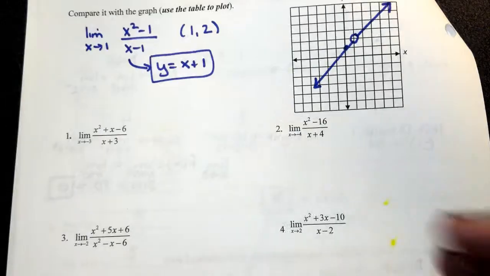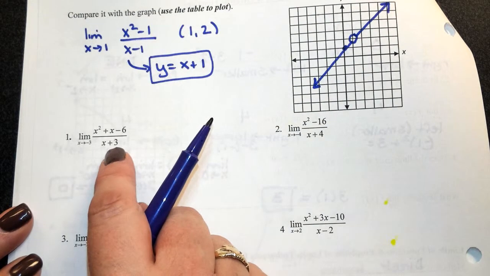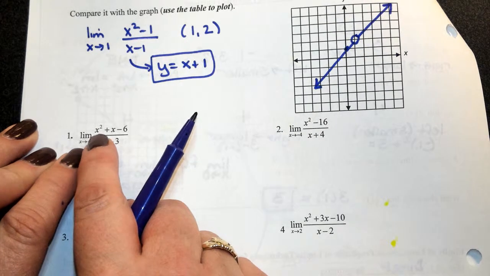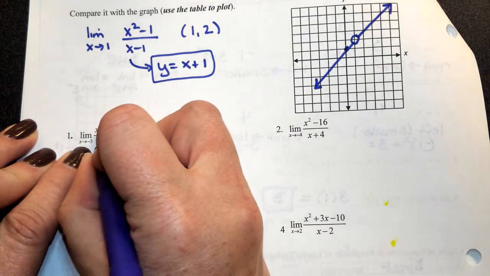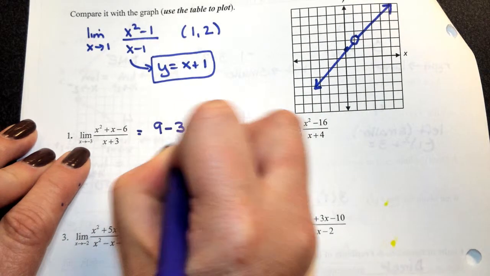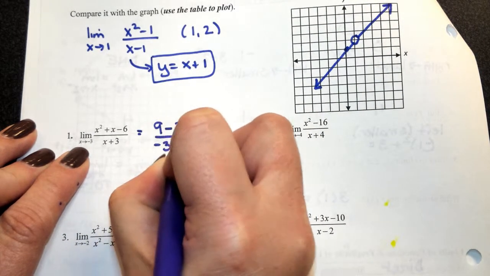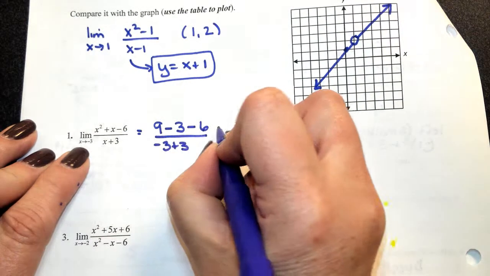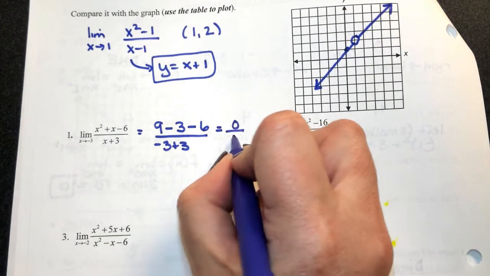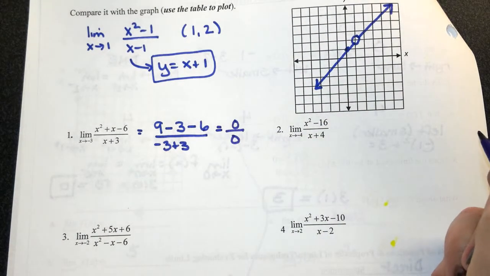So now let's take a look at number 1. Like I said, you always try direct substitution first. So if I try plugging in negative 3, I know that negative 3 squared is 9. 9 minus 3 minus 6 over negative 3 plus 3. So what happens when I plug negative 3 in? What do I end up with? 0 over 0. So again, it doesn't tell me that it does not exist or is undefined.